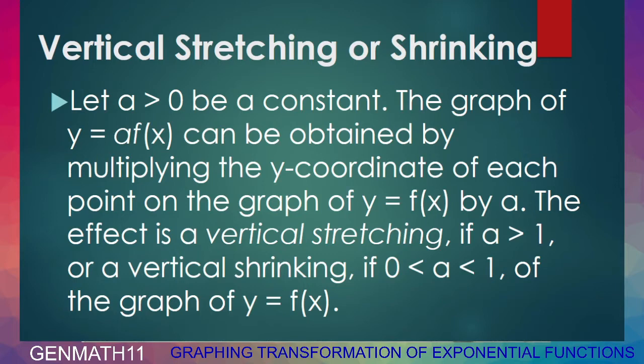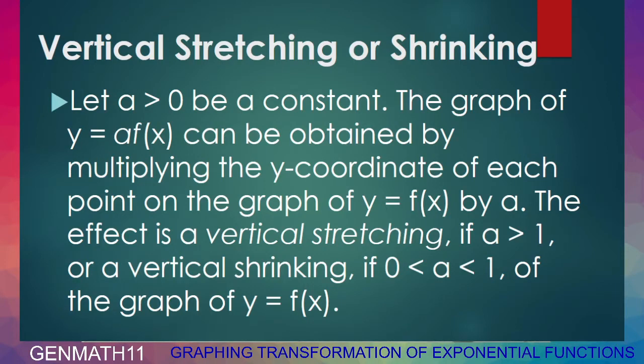So, sa case natin dito sa vertical shrinking, kung may given na tayong x and y sa ating table of values natin, doon na lang tayo mag-base. So sabi dito, ang kailangan mo lang i-multiply is yung value ng A natin sa value of y natin para makuha mo yung value of y ng ating transformation. Okay?